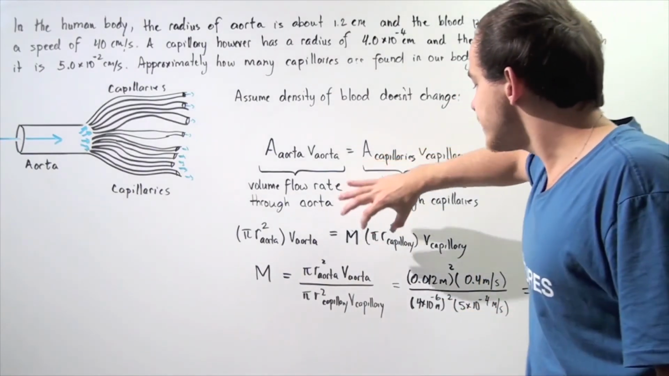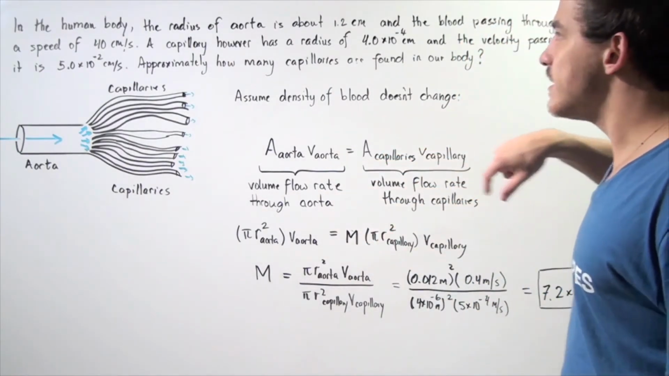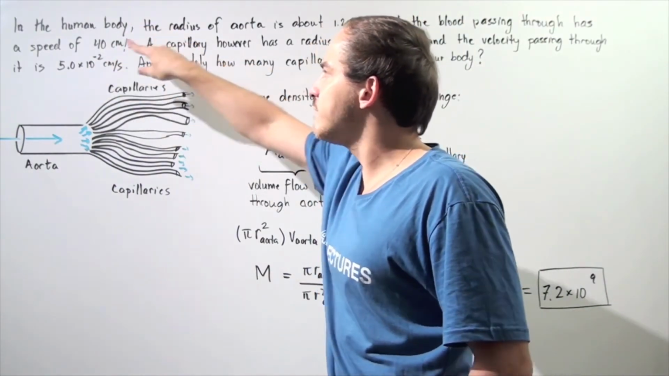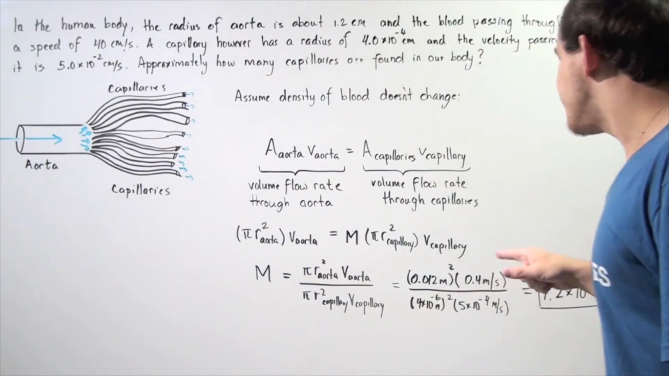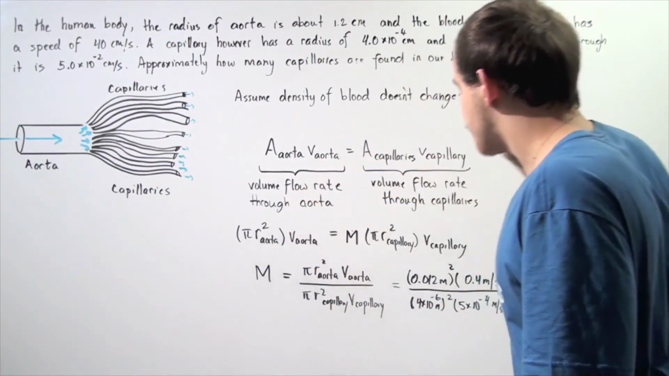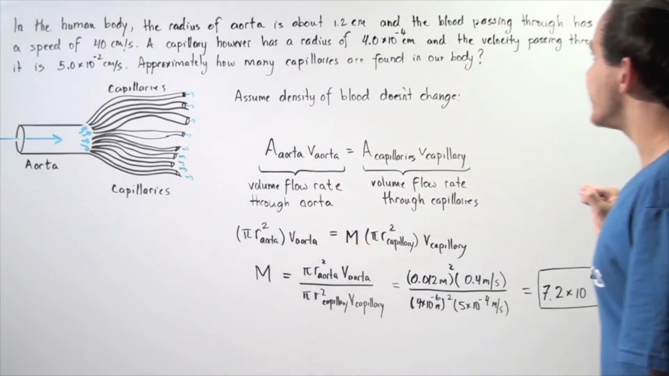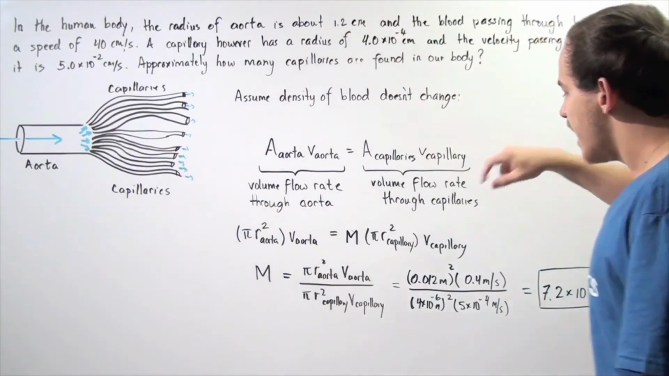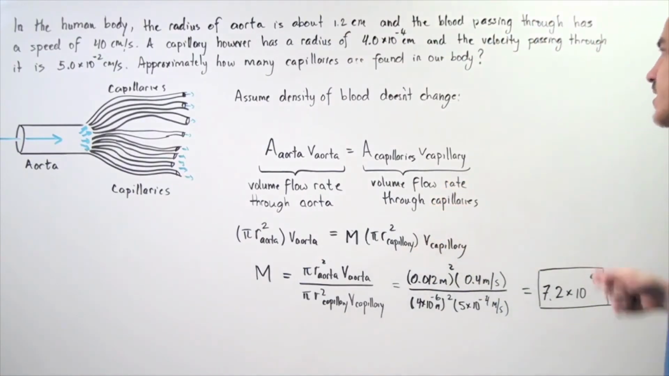So, notice our velocity of the aorta is simply 40 centimeters per second. So to convert that to meters per second, divide that by 100. We get 0.4 meters per second. What about our radius squared? Well, the radius is simply 1.2 centimeters divided by 100, so 0.012 meters, squared.